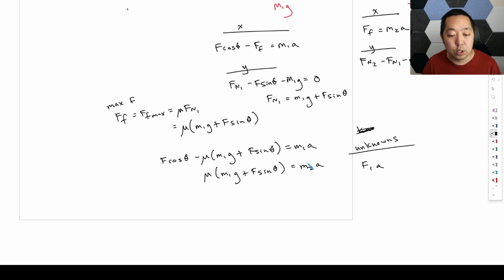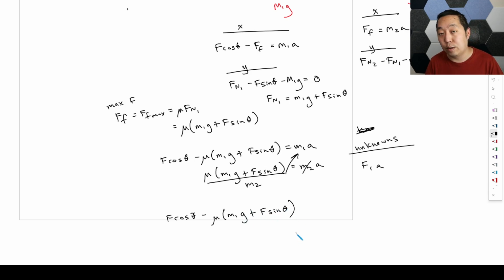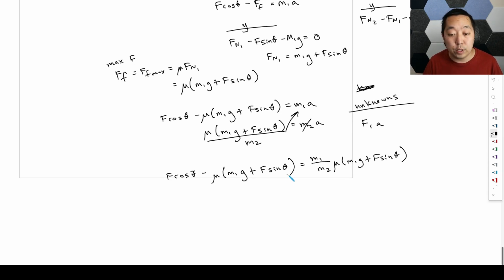That's our goal. So how do we get rid of the acceleration? You could divide by M2 here and then plug that into here. So then you have F cosine theta minus mu. If you get stuck on these symbolic ones as to what to do, think about what the unknowns are. You have enough equations and enough unknowns to solve this. This is M1 over M2 times mu M1g plus F sine theta, like that. Okay, and so what we want to do now is solve for F. Kind of an annoying problem, I'm not going to lie.